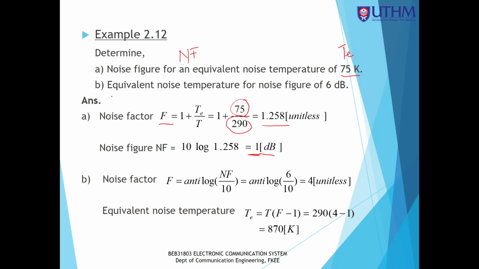So the next questions, find the equivalent noise temperature, find TE. If you are given the noise figure 6 dB. Okay, jika diberikan noise figure sebanyak 6 dB. So noise figure and F 6 dB, how much is the value of F? So we can find the value of F by doing the anti-log. Anti-log of 6 dB, you will get 4. Okay, anti-log of 6 dB, you will get 4. So therefore, the equivalent noise temperature based on the equations given, okay, TE equal to environmental temperature multiplied with noise factor minus 1. So 290 multiplied with 4 minus 1. So you get 870 Kelvin. Okay, 870 Kelvin.